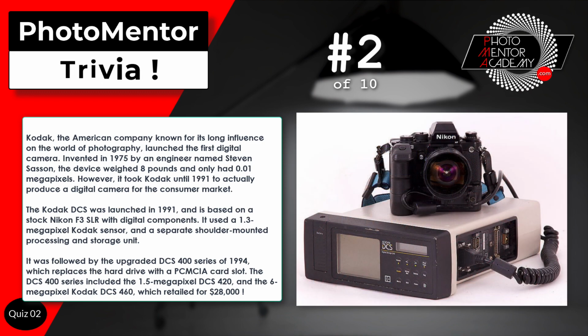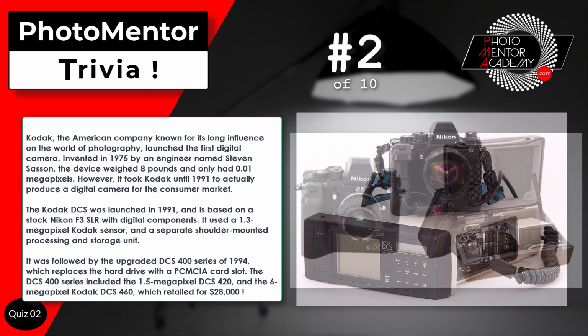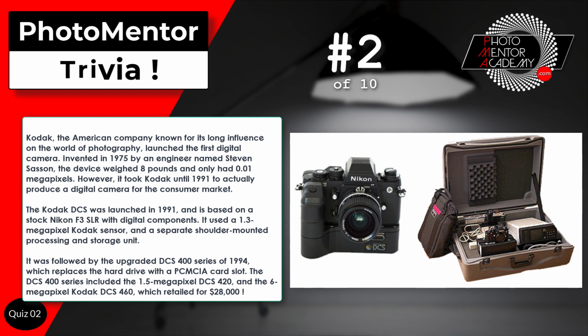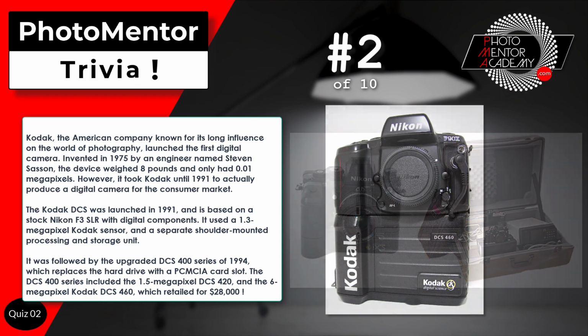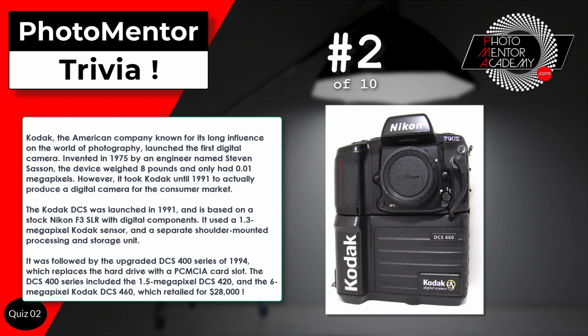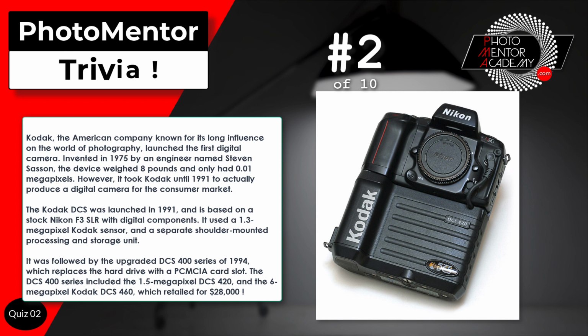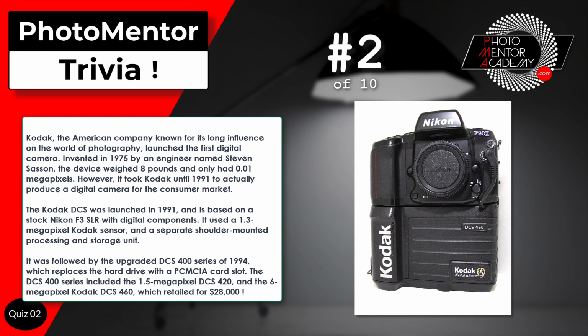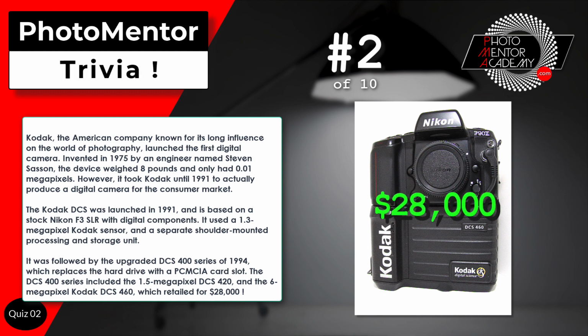The Kodak DCS was launched in 1991 and is based on a stock Nikon F3 SLR with digital components. It used a 1.3 megapixel Kodak sensor and a separate shoulder-mounted processing and storage unit. It was followed by the upgraded DCS 400 series in 1994, which replaces the hard drive with a PCMCIA card slot. The DCS 400 series included the 1.5 megapixel DCS 420 and the 6 megapixel Kodak DCS 460, which retailed for $28,000.